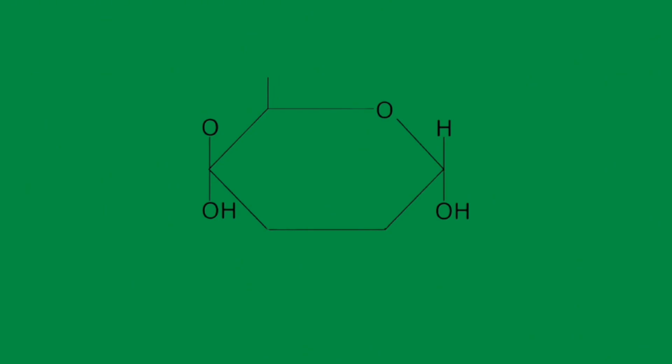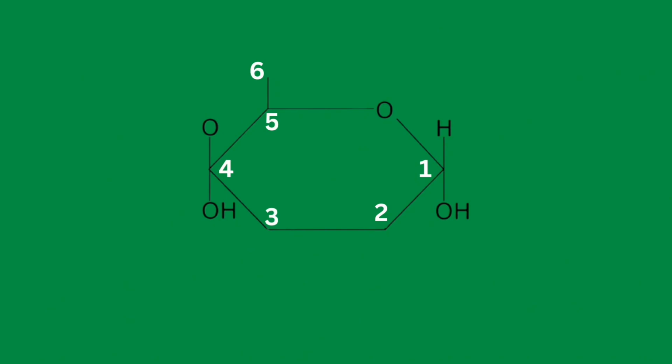Now, of course, it's our hexose sugar. It has 6 carbons, 1 here, 2, 3, 4, 5, and 6. Each little vertex, each corner, contains 1 carbon. And this is something you'll learn in A-level organic chemistry. But for now, if you're not doing that, just learn that each corner has 1 carbon.